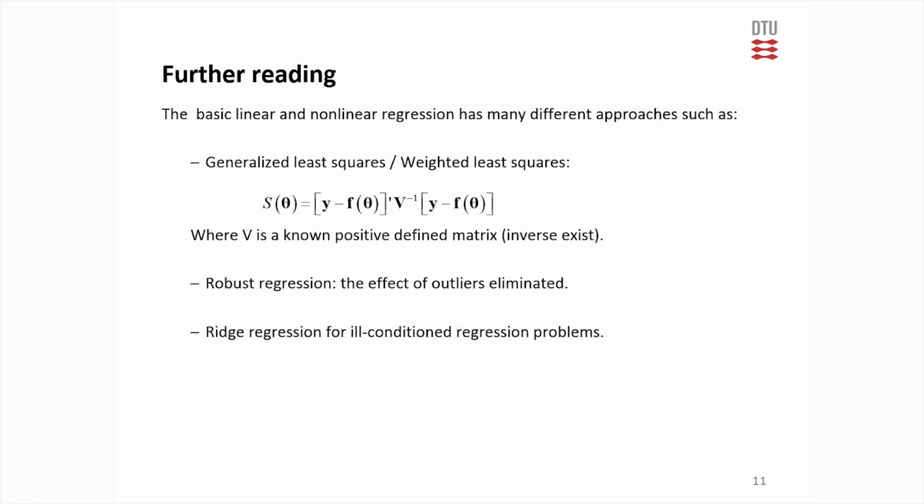Robust regression deals with the effect of outliers in measurements and weighs them in such a way that they do not influence the outcome. Ridge regression helps with ill-conditioned optimization problems, which is an important numerical issue.